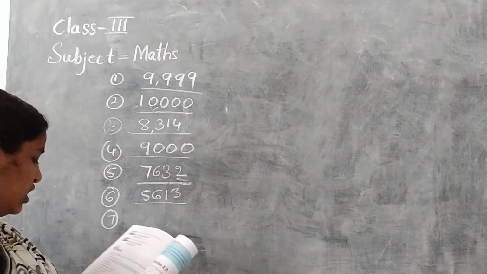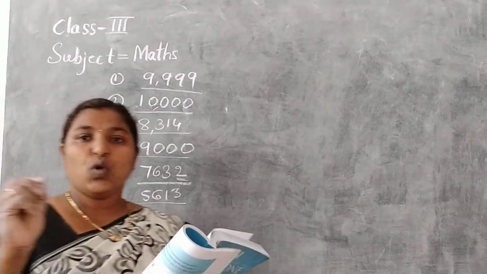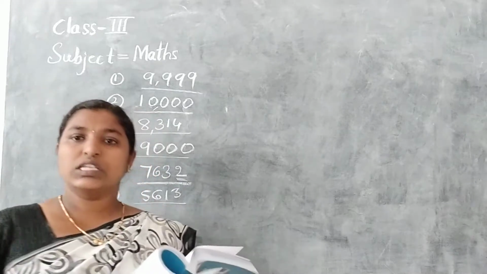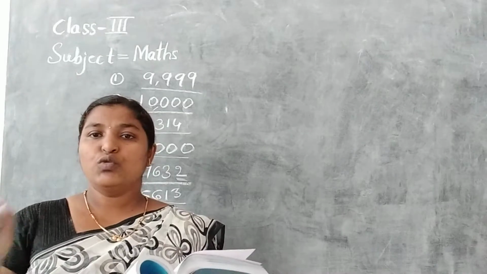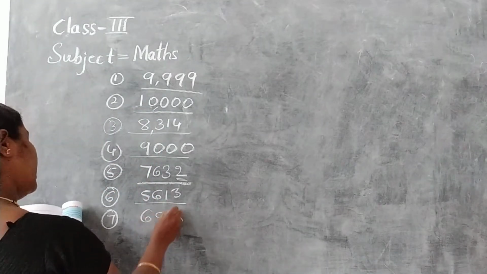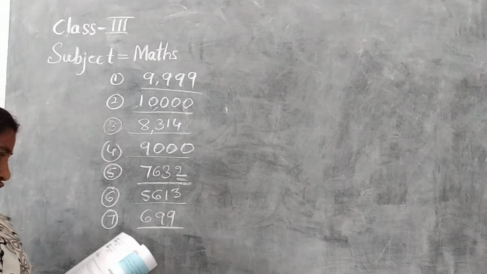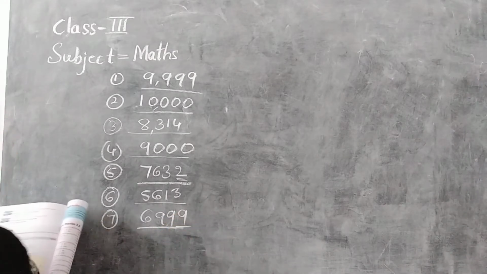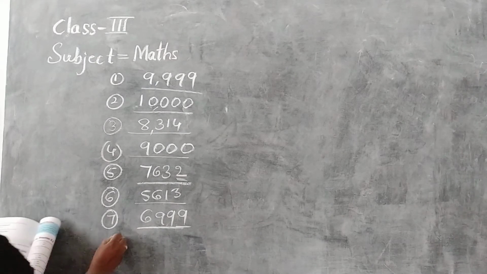Next, 7. The number just before 7,000. To identify the just before number, what you have to do is, the given number you do minus 1. If we do 7,000 minus 1, the answer will be 6,999. So the number just before 7,000 is 6,999.